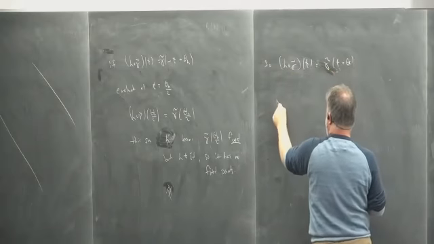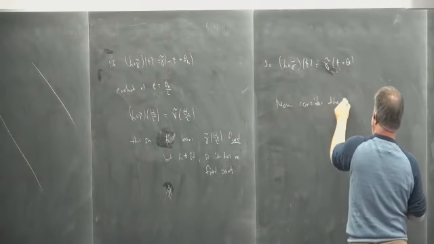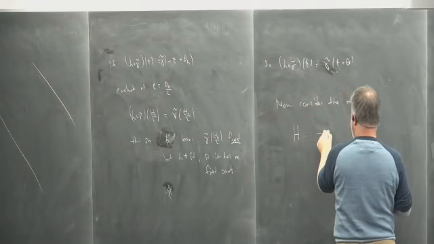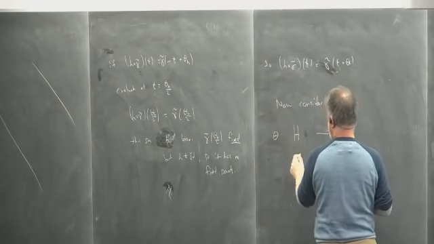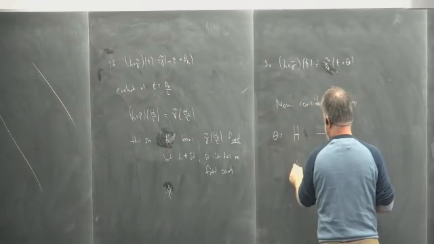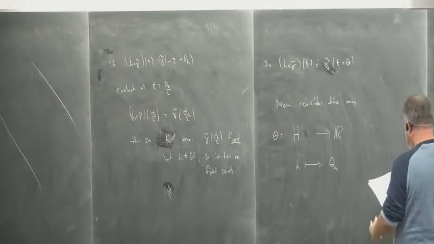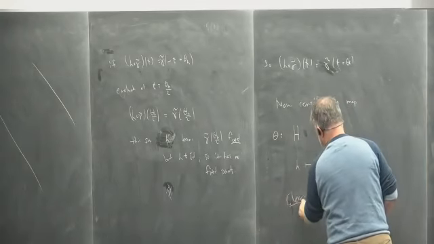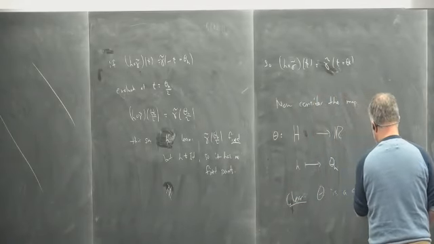Okay, now consider the map from this subgroup H into the reals. I'll call it theta, which sends little h to this element theta sub h. Okay, so it's clear that theta is a group homomorphism.